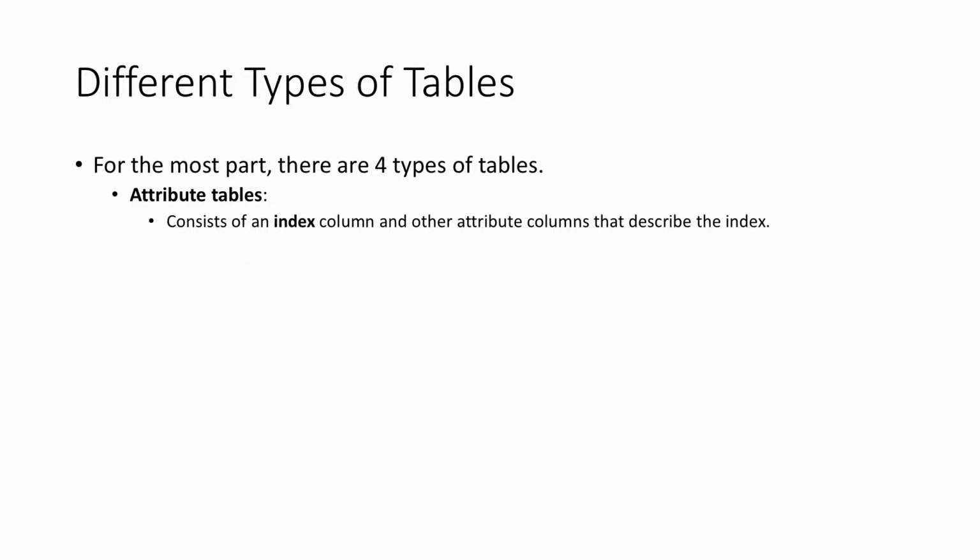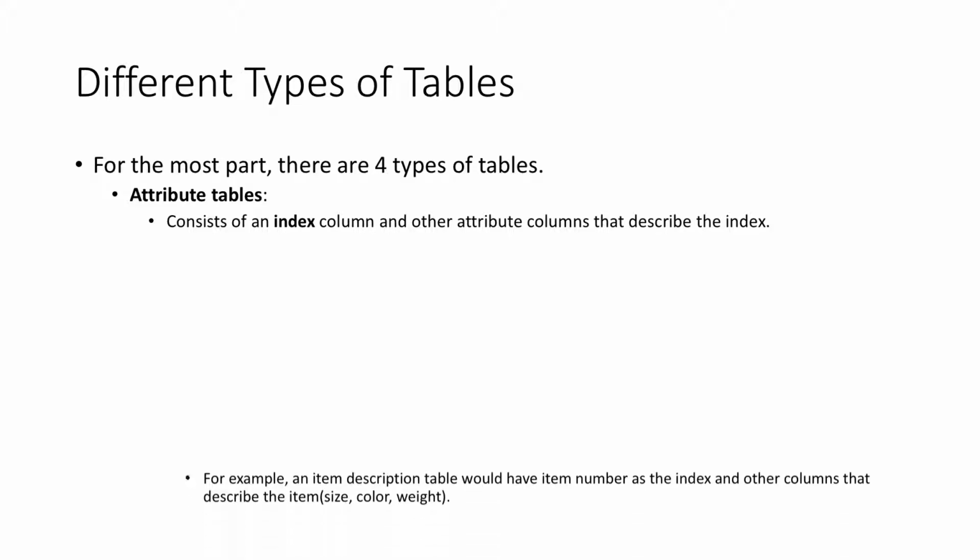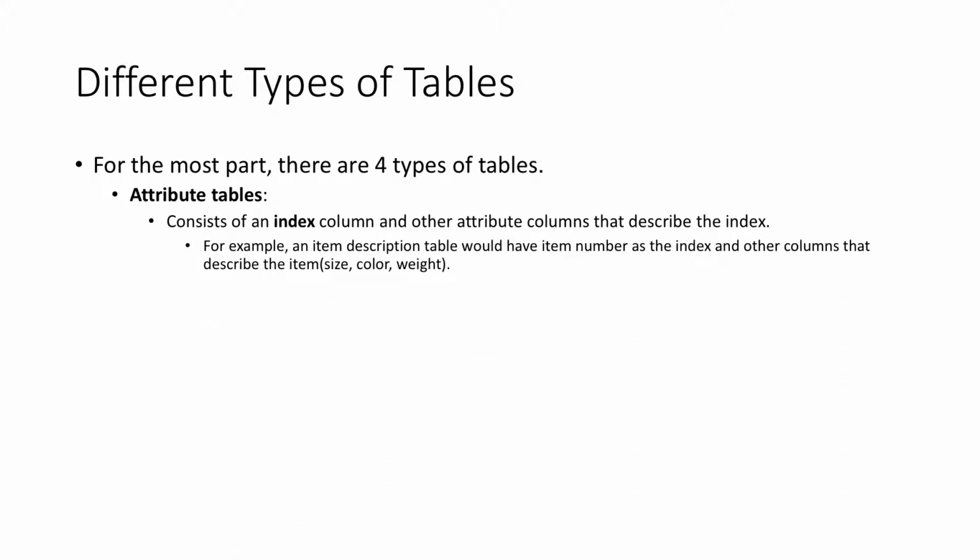And so now we're going to talk about the different types of tables. There are 4 types of tables that I've run across in my experience, and there are probably other types. We have attribute tables, and that store description table would be an example of an attribute table. You have an index, which is normally a number. Then you have a lot of attributes that describe that index. Item number could be an attribute table, or some type of item description table, where you would have an item number or UPC number, and then all the fields that actually describe that item number: size, color, weight, supplier.